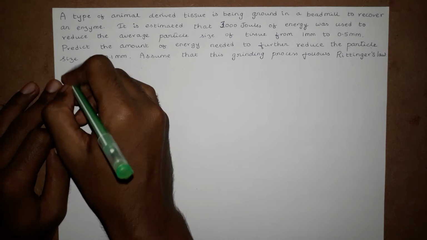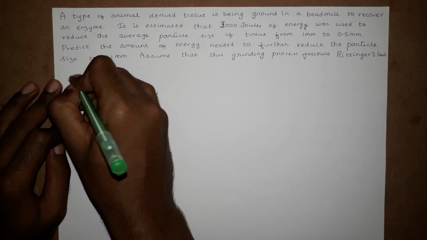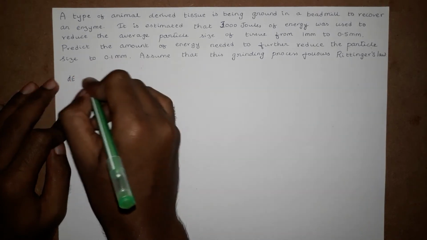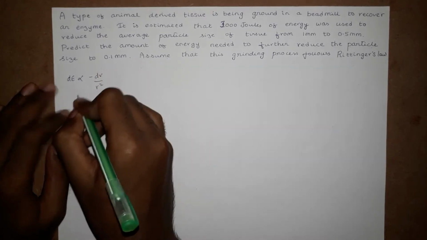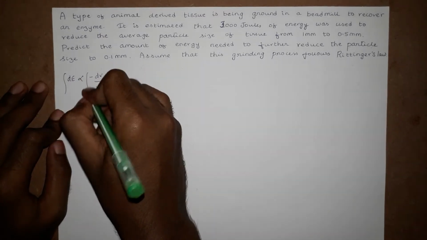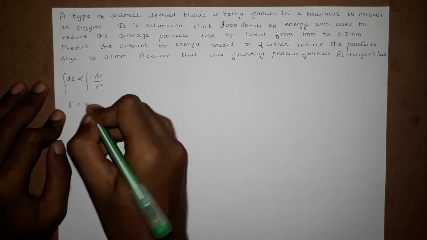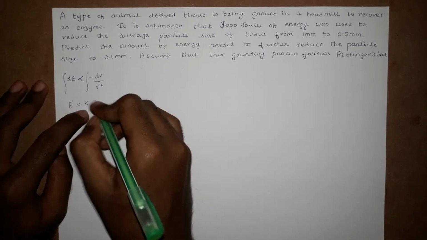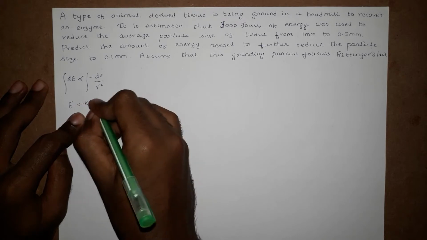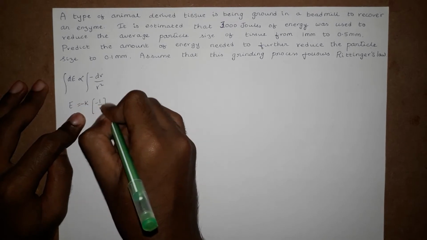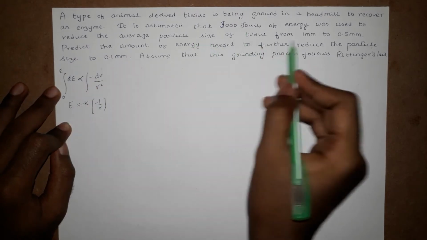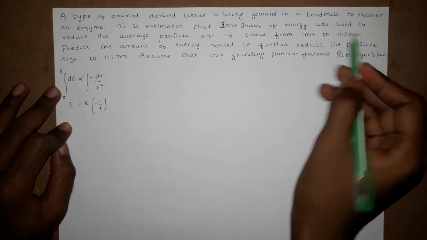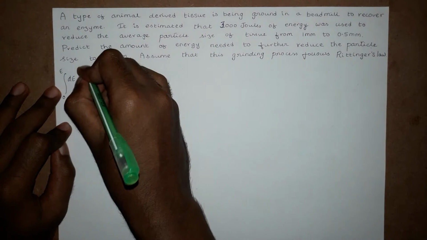So we know Rittinger's law relates energy to the size. It is dE proportional to negative dr over r squared. So we integrate, we get energy is equal to K constant, and this expression comes out minus 1 by r, from the limits 0 to E, and from initial size to the final ground size, r1 to r2.